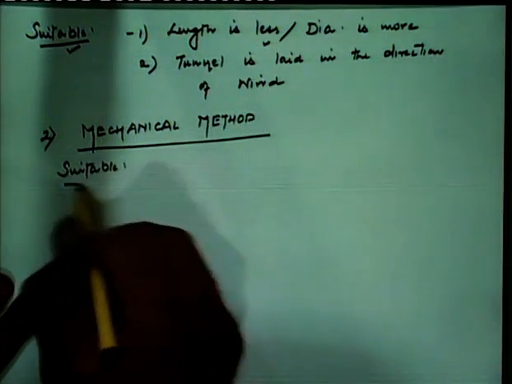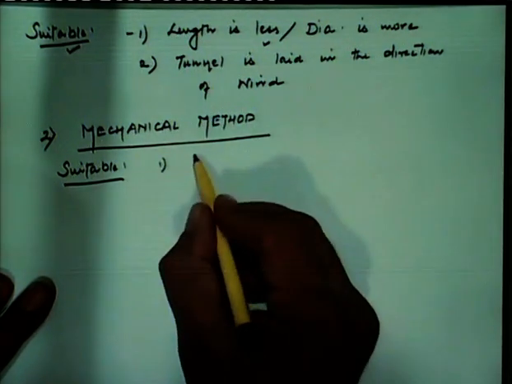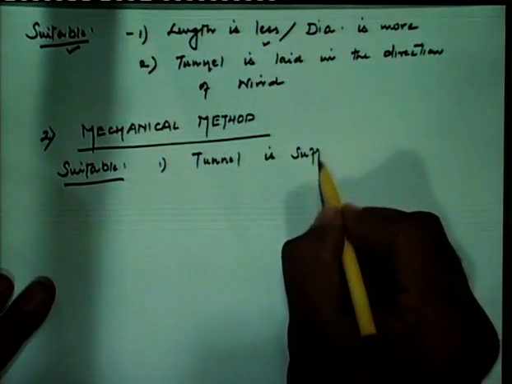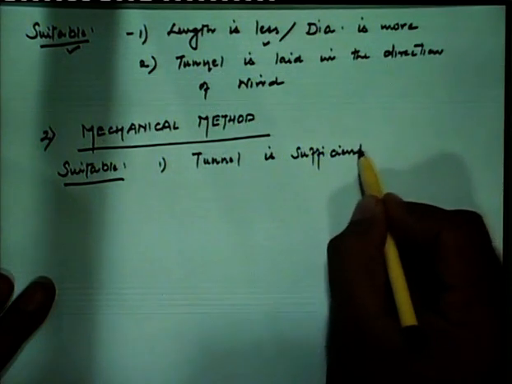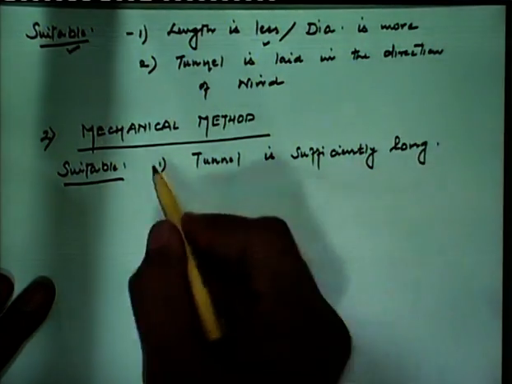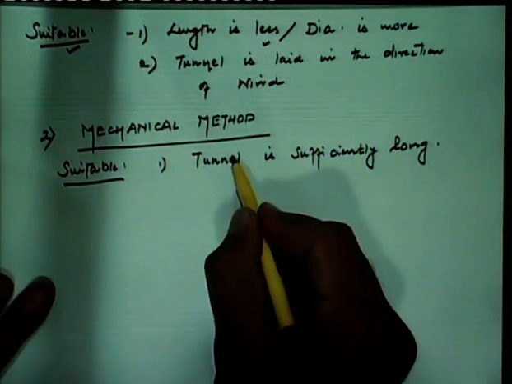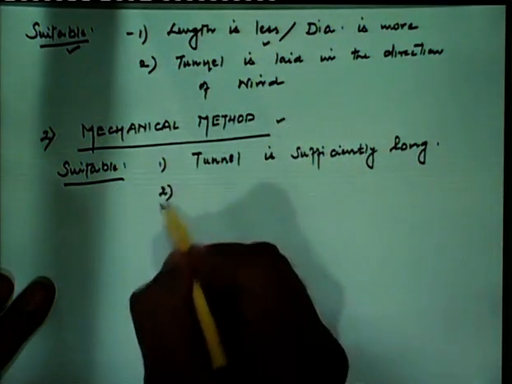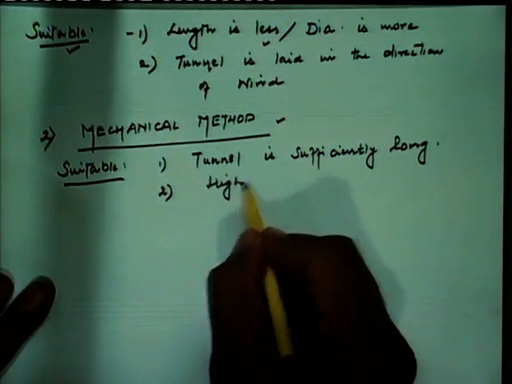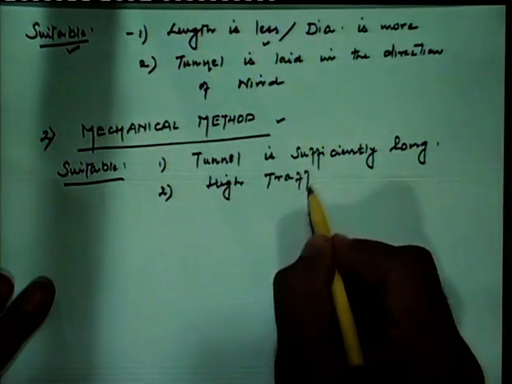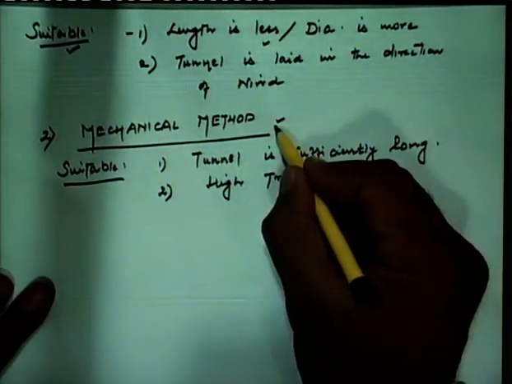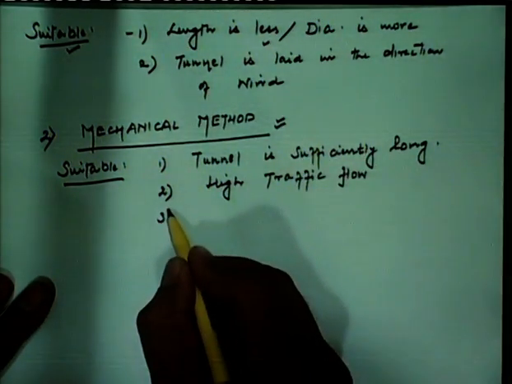The mechanical method is suitable first if the tunnel is sufficiently long. All over the world, we have tunnels worth kilometers, and in those cases natural ventilation is not at all possible. So we have to go for mechanical ventilation. If we have high traffic intensities, once again natural ventilation doesn't serve the purpose, so we have to go for the mechanical method.